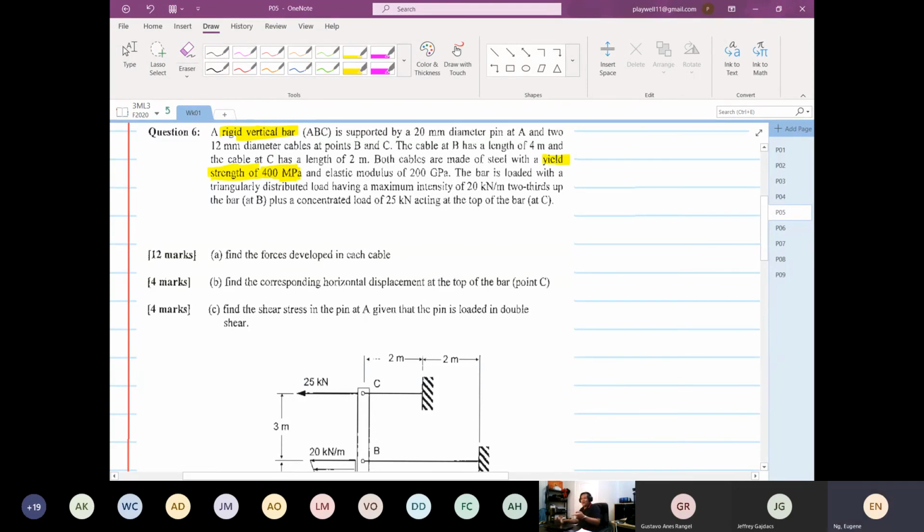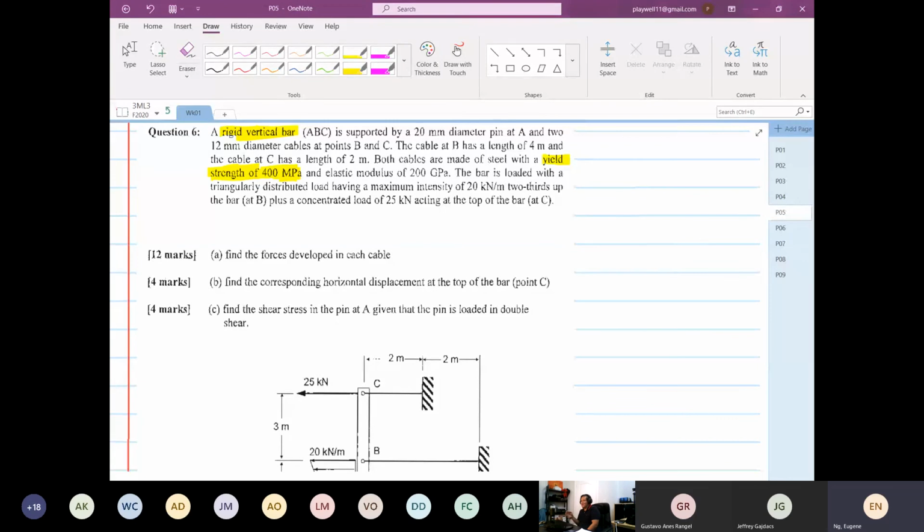Interesting, right? They did not give us the ultimate strength. They give us the yield strength. Any idea why? Because you don't want the cable to deform. Yeah, and it's because steel is what? Is it brittle or ductile? It's ductile.